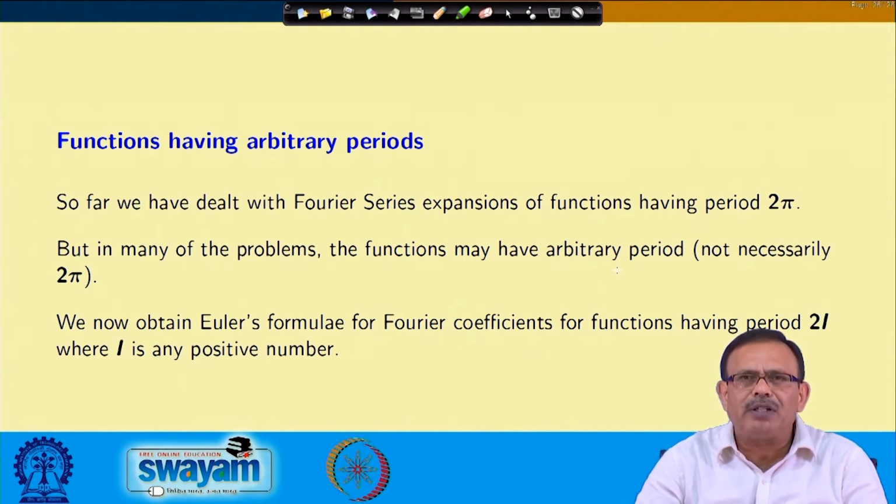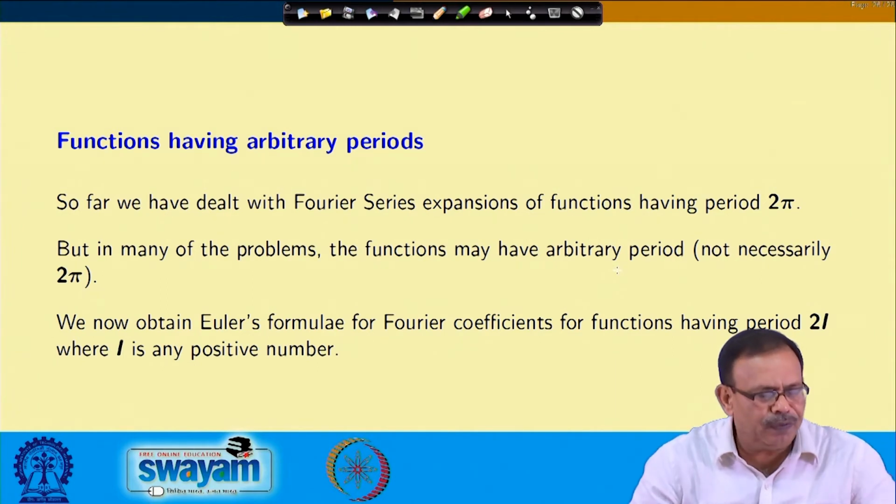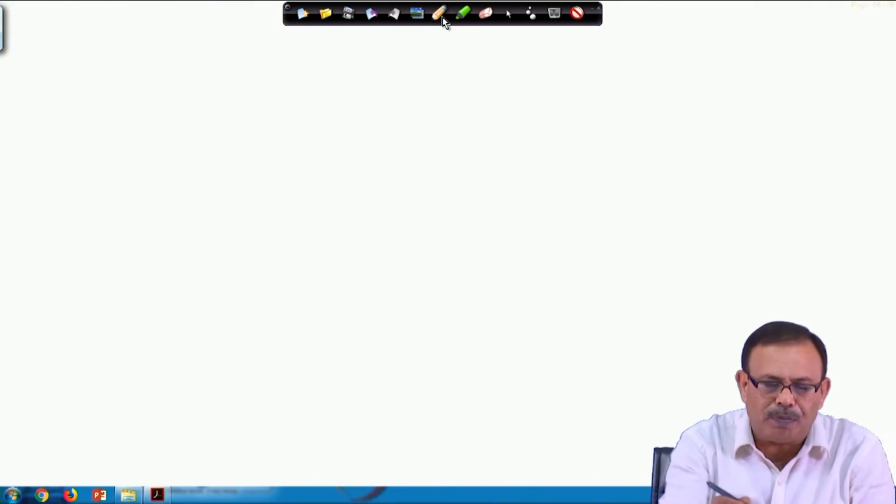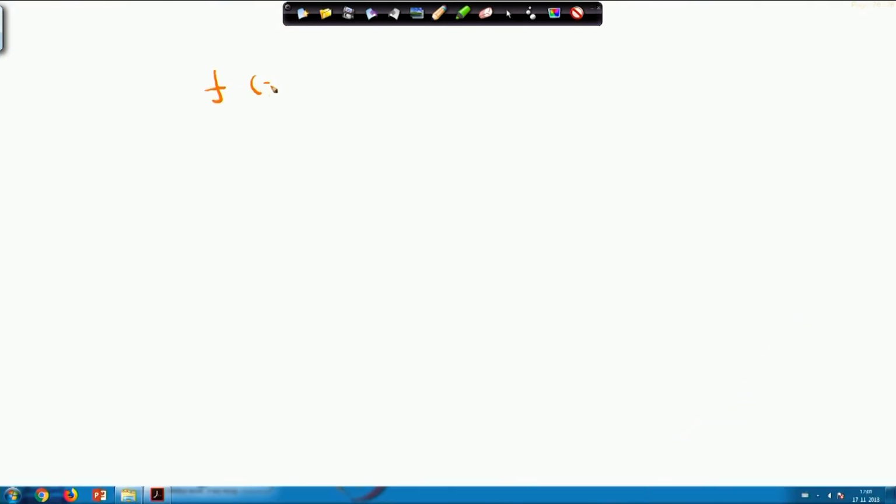Now we want to check, if the period is a generalized one, 2L say, where L is some positive number, what is the effect on this. So, in this case we are assuming that the function f(x) is defined in minus L to L.